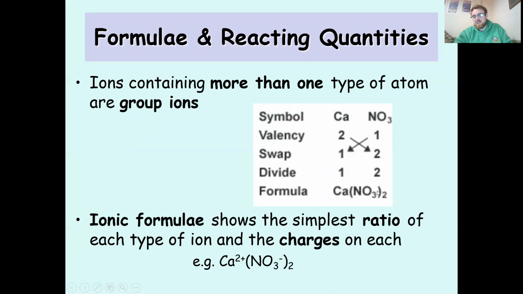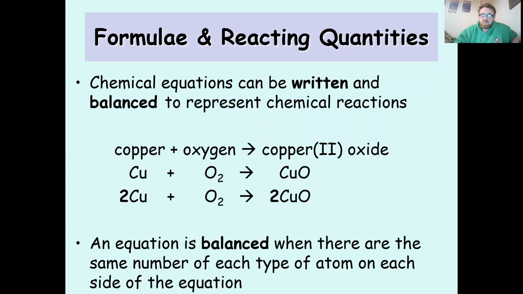If you don't have those brackets in, what it looks like you have written is CaNO32. That's why the brackets are important to tell you that the 2 applies to the whole group ion, not just the oxygen. Remember that with ionic formula, you can put the charges in. Remember, charges stay. That's why I tell people to put the charges in here. So Ca2+, NO3-, and keep them there. Do not swap the charges over. Valency swaps, charges don't. Okay?